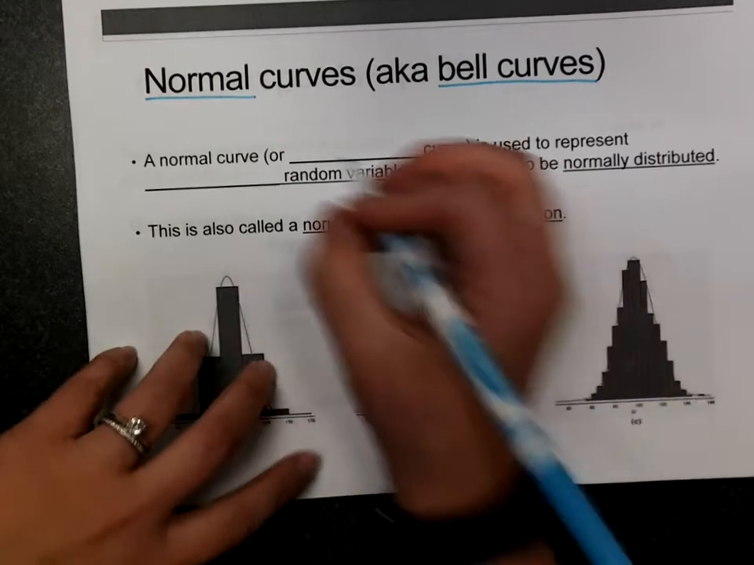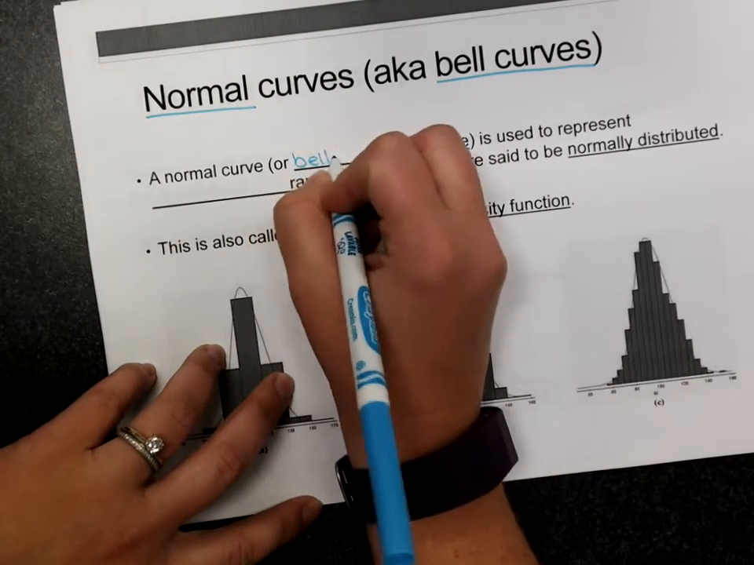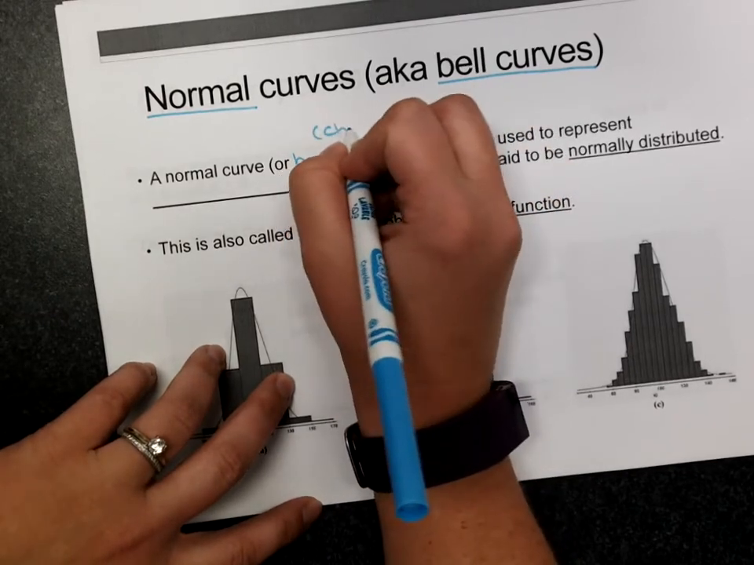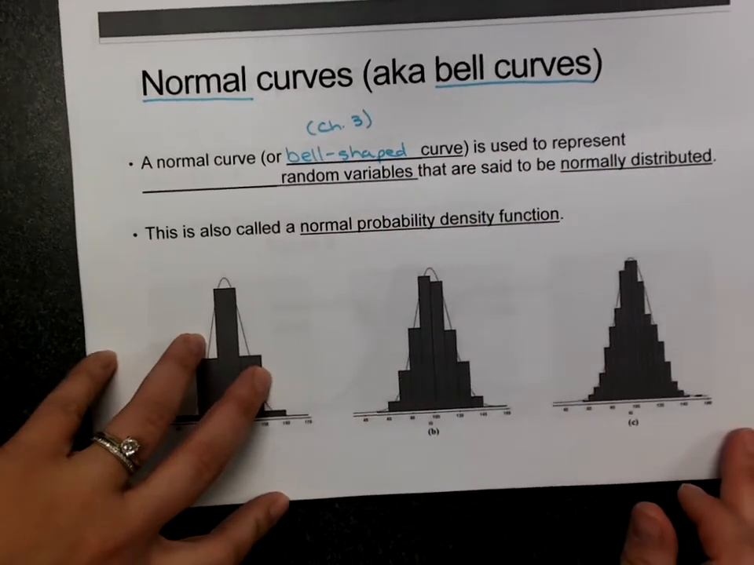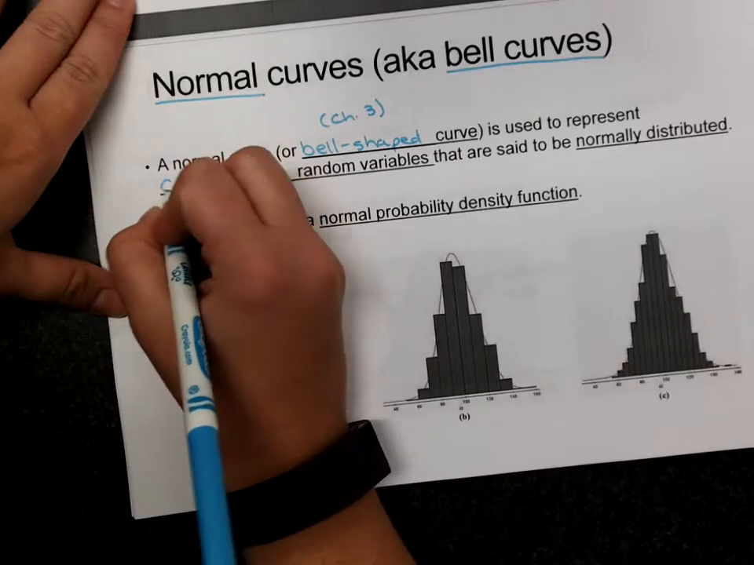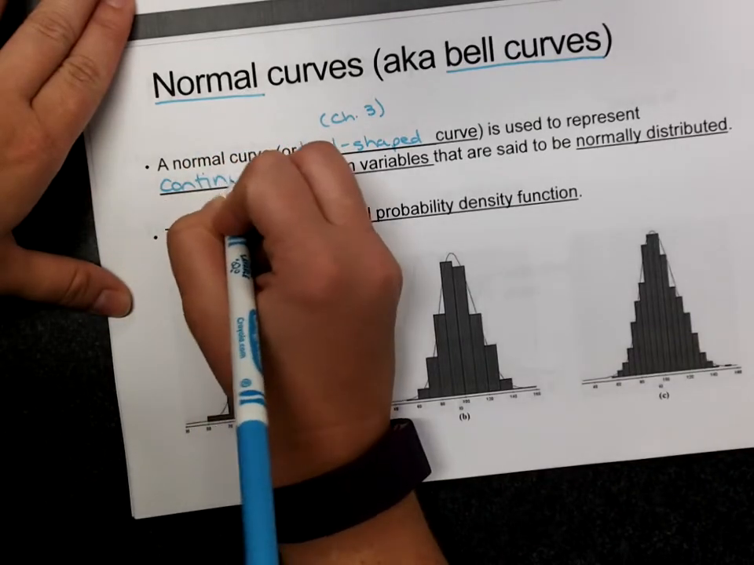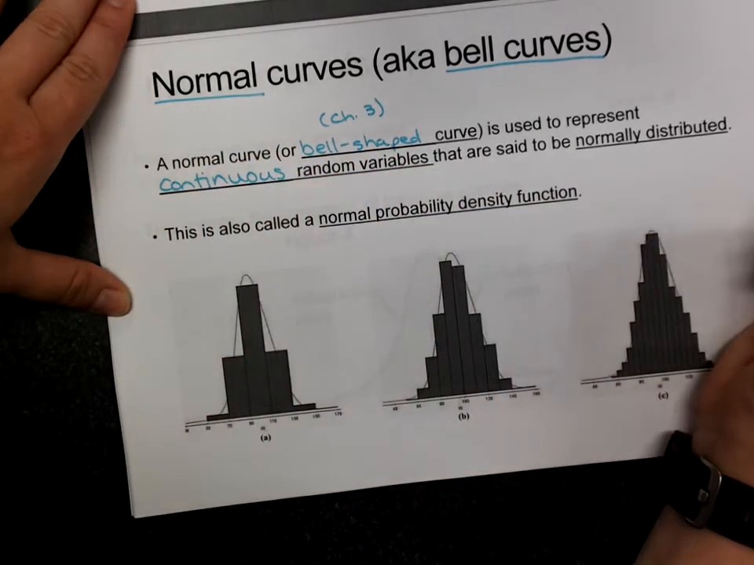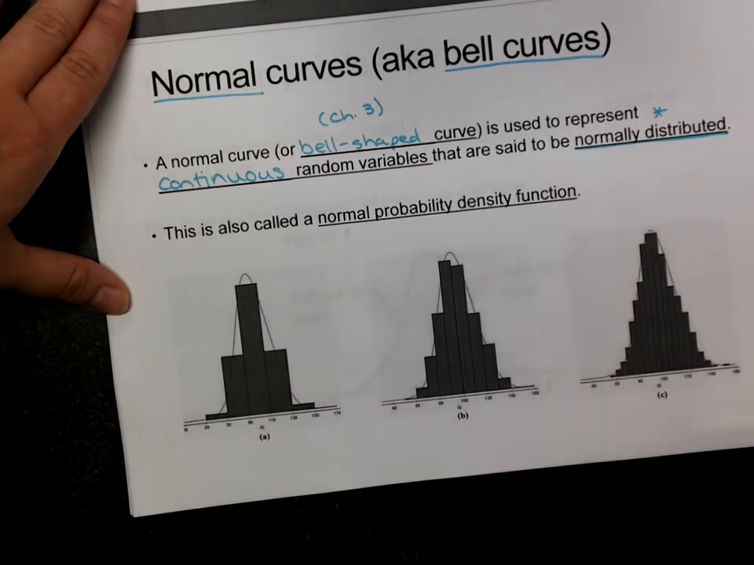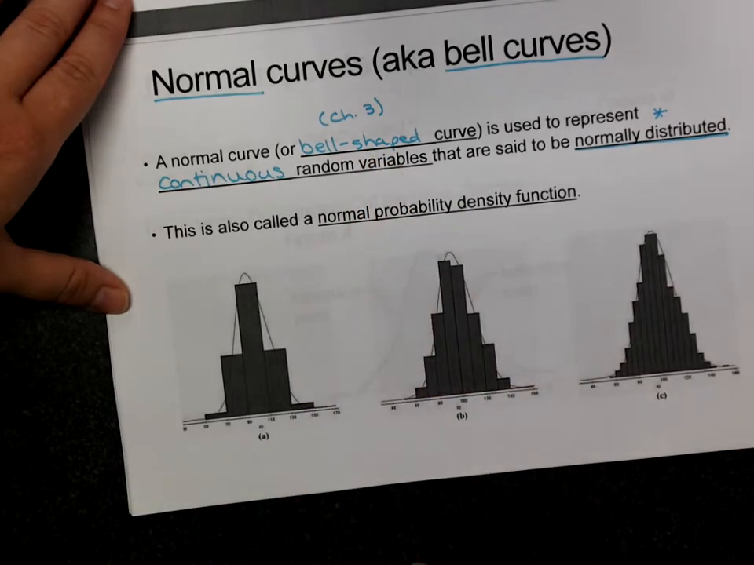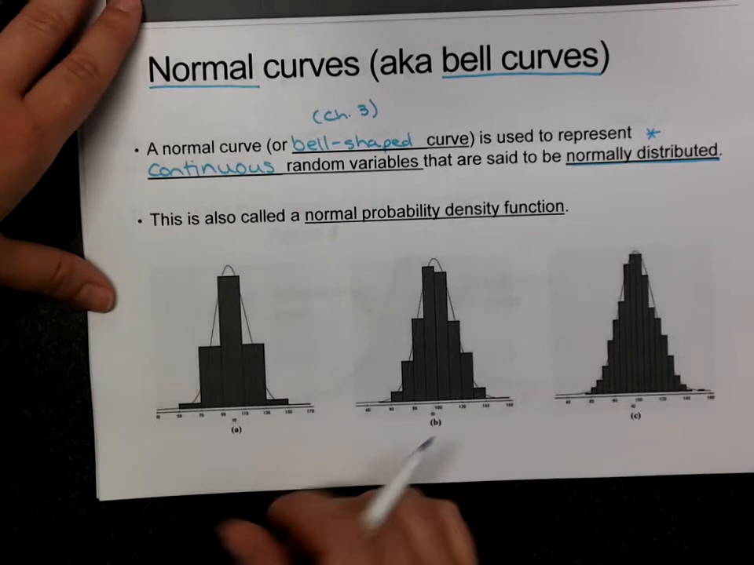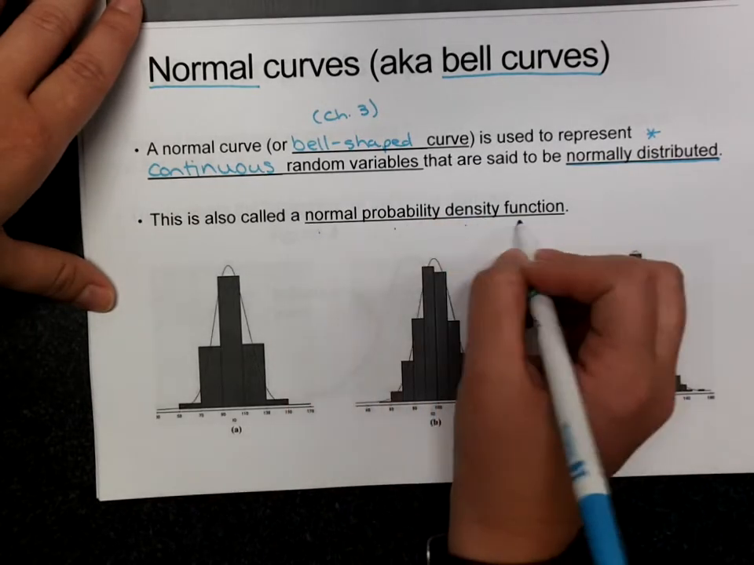So a normal curve, or bell-shaped curve, back from chapter 3. If you want to make a note, a lot of this information is from chapter 3. It is used to represent continuous random variables that are said to be normally distributed. So if you see those key words, normally distributed, or you might see bell-shaped, then we can use all the properties for normal curves. You'll also see this called a normal probability density function.